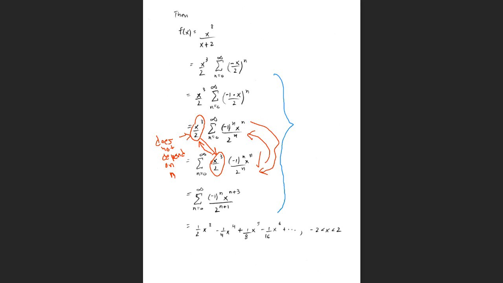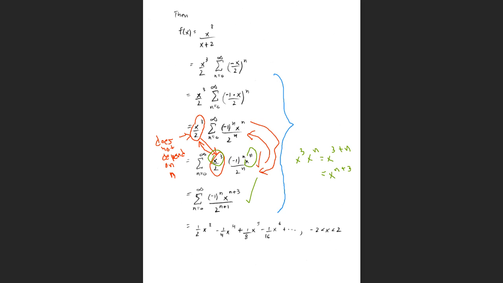And then you have an x cubed here, and you have an x to the nth power here. So it makes sense, x cubed times x to the nth is just x to the 3 plus n power, which I write as x to the n plus 3. Okay, so we get an alternating series here.